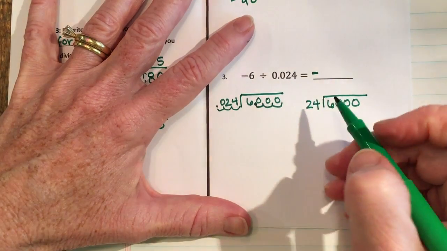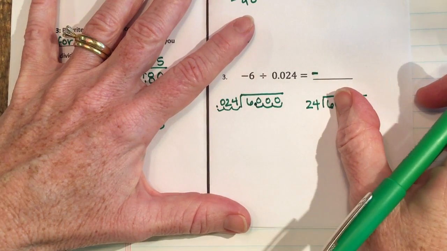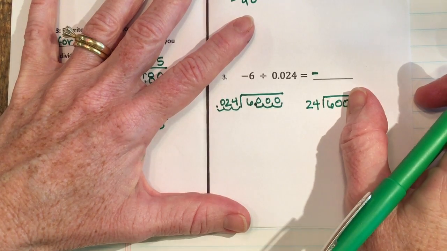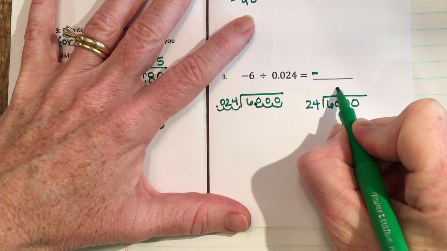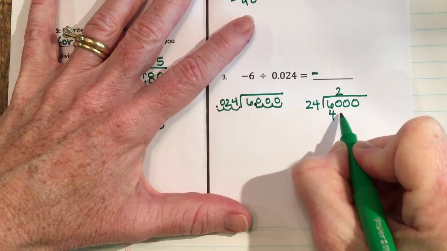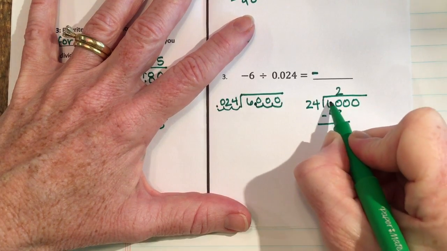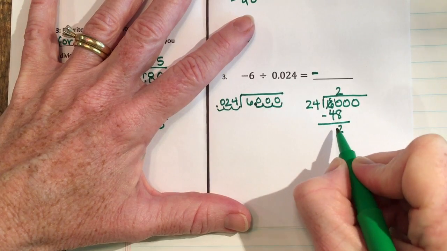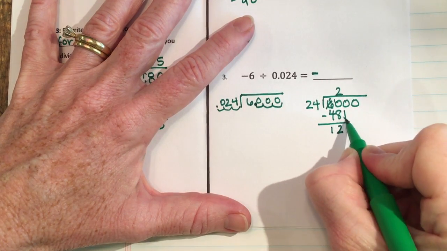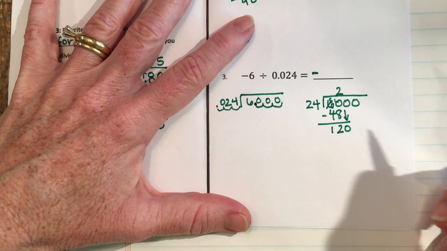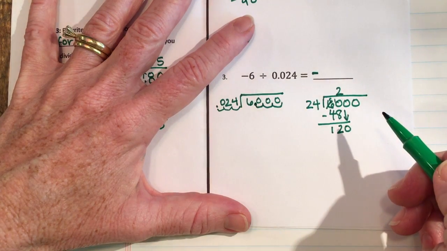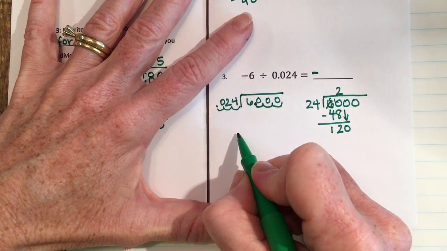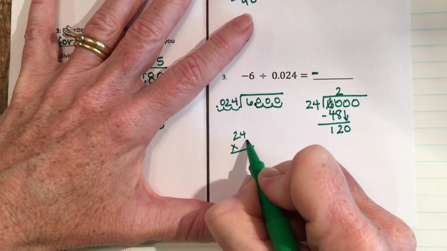And then it's just a regular division problem. Can't divide 24 into 6, so I divide 24 into 60. We'll go 2 times. 2 times 24 is 48. Subtract, you're borrowing. 10 minus 8 is 2. 5 minus 4 is 1. And I bring down the next 0. 24, I'll go into 120. If I don't know, work it out. I'm going to try 5.